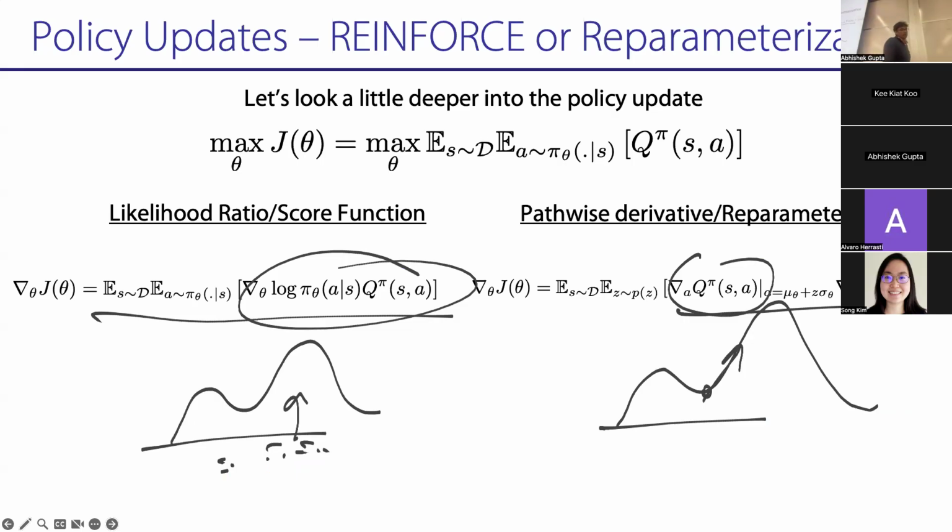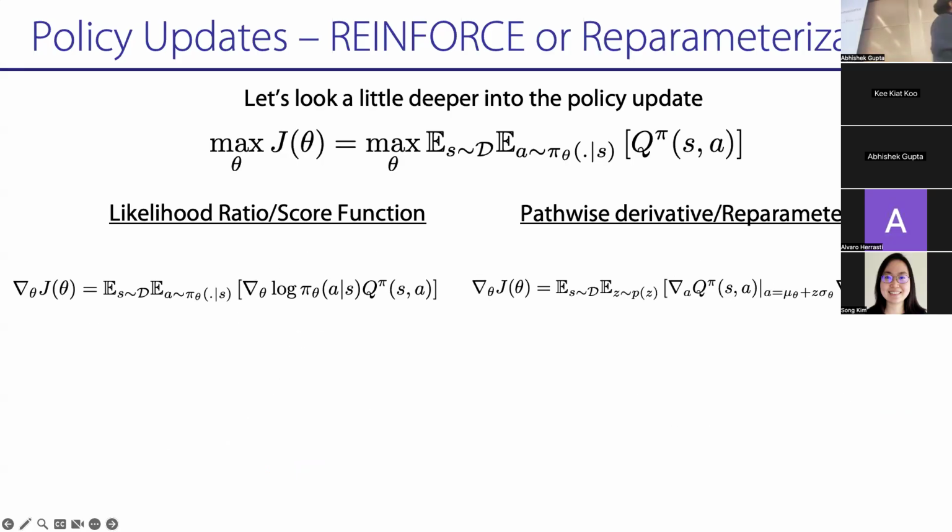So the benefit of the right-hand side is that it's lower variance, right? But if the Q is wrong, then it's biased, right? And the left-hand side is higher variance, right? But the right-hand side doesn't work for all policy classes, only when you can separate out the deterministic and the stochastic parts.